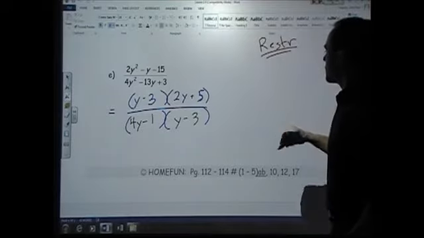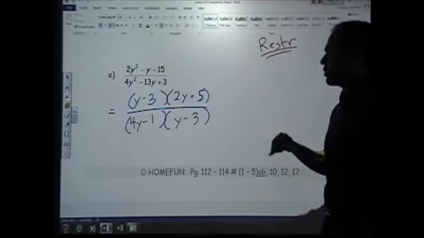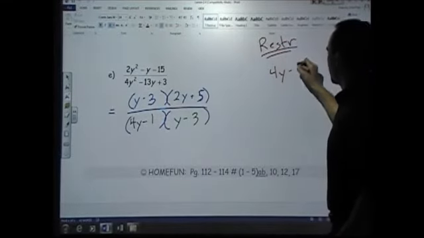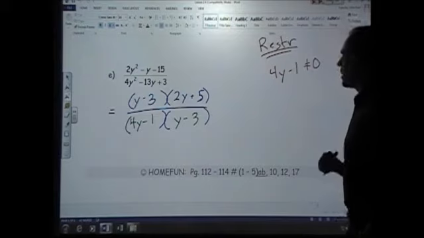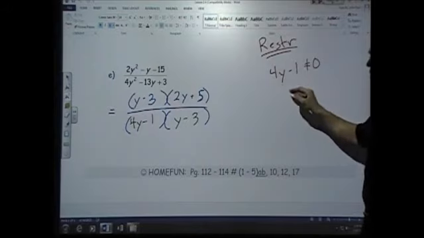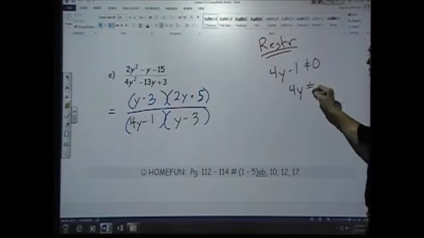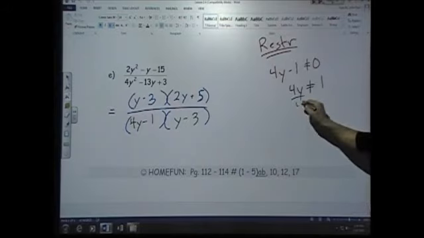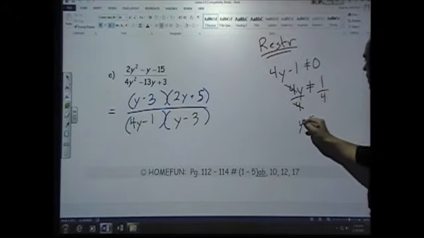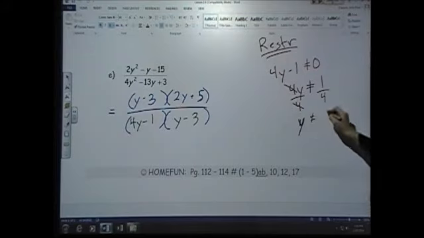Then, second step, state restrictions. Remember, the tops are okay, just the bottoms cannot equal 0. So the first bracket, 4y minus 1, cannot equal 0 because that'll make the whole bottom 0. The denominator cannot be 0, it's undefined. You can't divide by 0. So that means 4y cannot equal, bring that over, 1. And if I divide both sides by 4, I get y cannot equal a quarter, or 0.25.